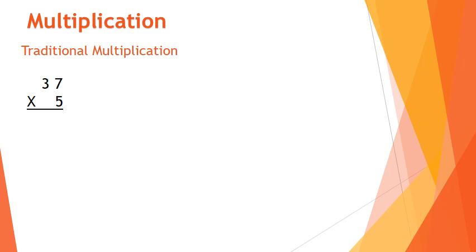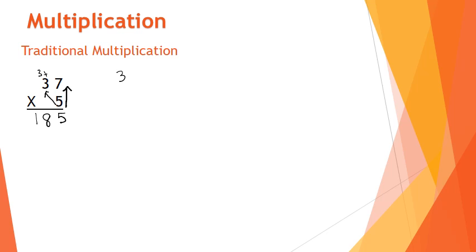Now I'm going to show you the traditional method for multiplying. I'm going to multiply 5 by 7. I'm going to get 35. Write my 5 down under the line and carry the 3. And I'm going to add that 3 on. 5 times 3 is 15 plus 3 is 18. My answer is 185. If I want to, I can check it with my mental math strategies.